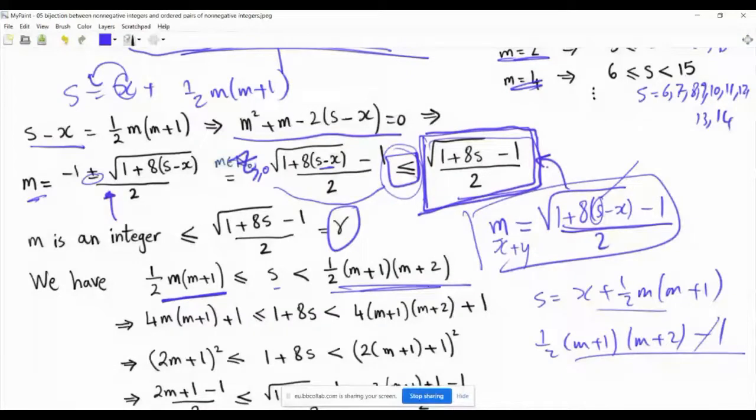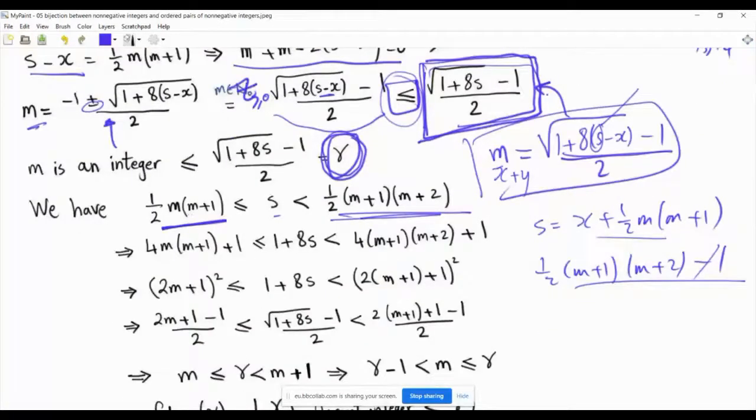Okay, so what we will try to do now is understand this gamma here. What are the bounds on gamma? What is the range of values? So gamma is the square root of 1 plus 8S, minus 1, over 2. So we will multiply by 8, we will add a 1, we will take the square root, and we can do so here without any problem because everything is non-negative, so there are no worries. We can subtract 1 and then divide by 2.